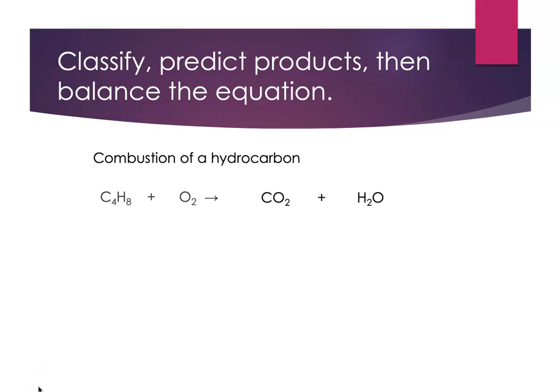So now we can think about balancing. So I've got 4 carbons in the hydrocarbon. So if I put a coefficient of 4 in front of the CO2, that'll balance the carbons. And then I've got 8 hydrogens in the hydrocarbon. So if I put a coefficient of 4 in front of the H2O, that'll balance my hydrogens. And now if I count up all my oxygens on the product side, 4 times 2 is 8, plus 4 is 12 oxygens on the product side. So a coefficient of 6 in front of the O2 on the reactant side will give me a balanced equation.